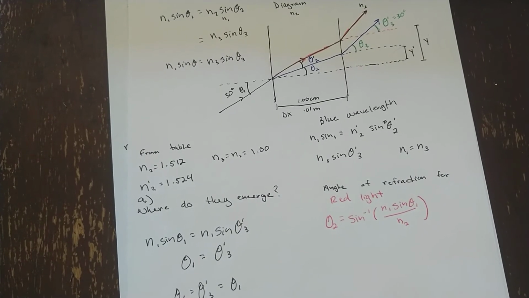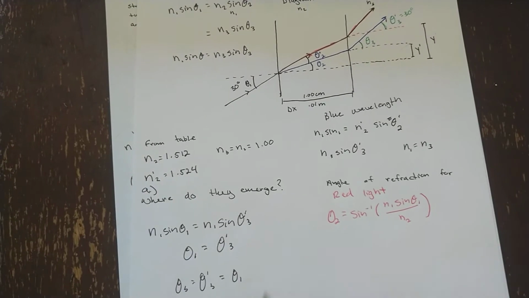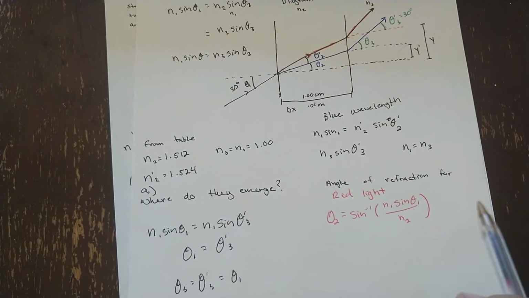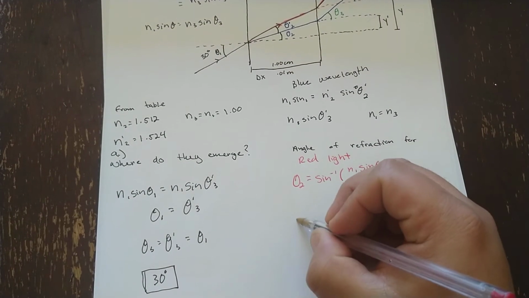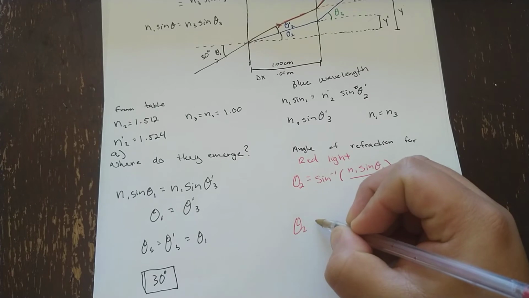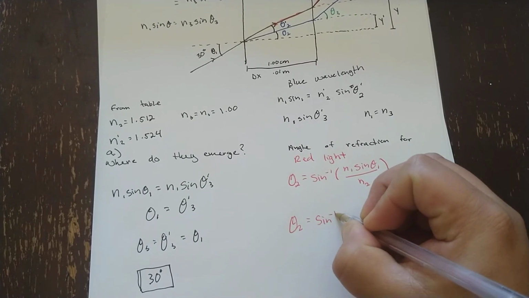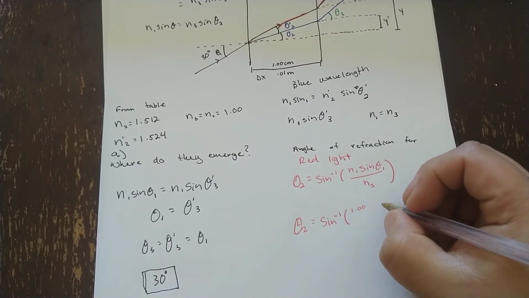Now, all this information we have either from the problem or from the table. Since we solved for the incident angle from the previous one, even though it's given, if we needed to solve for something else, it's kind of good that it's all there. So we're going to finish solving the problem: theta 2 equals the inverse sine, and we're going to plug in this value.